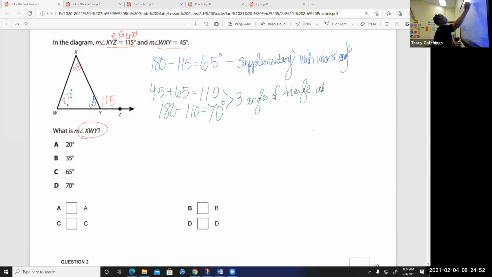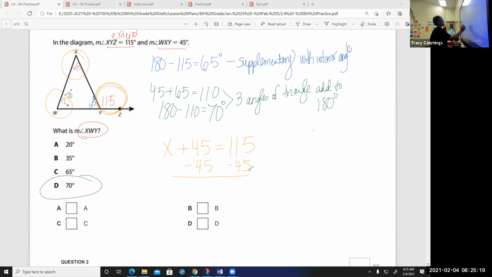The three angles of a triangle add to 180, so the missing angle must be 70 degrees. Brian, I like the approach you took. The approach they would have imagined is that the exterior angle is equal to the sum of the two non-adjacent angles. So we could have done x plus 45 equal to that exterior angle. Subtract 45 on both sides to get x is equal to 70. But if you prefer your approach, it works as well.